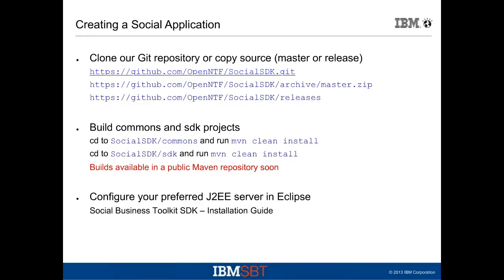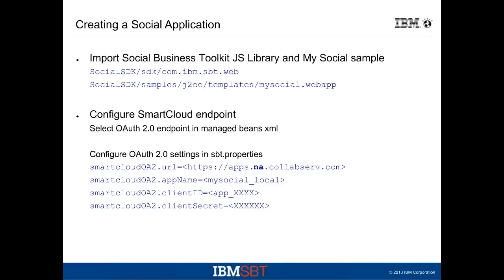The next step then is just to import the projects, right? So there's only two projects that you need to import into your workspace. One is our JavaScript library, and the second one is one of our sample applications. So the one I'd recommend you start with is the My Social sample. This is a very simple application. It just really has one HTML page, and it includes all the plumbing that you need in your application to use the Social Business Toolkit SDK.